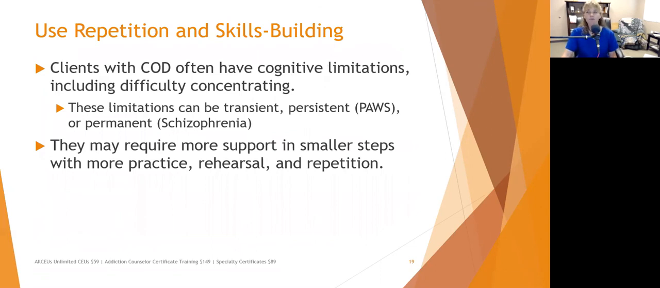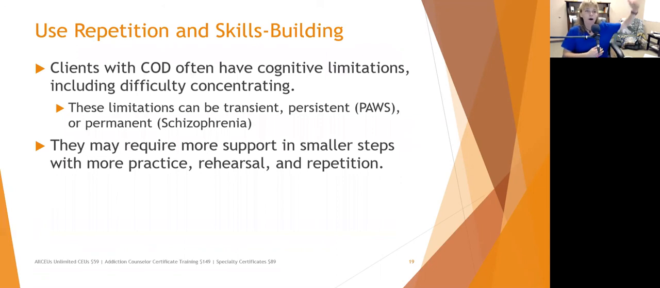Clients with co-occurring disorders often have cognitive limitations, including difficulty concentrating. These limitations can be transient, like right after the detox period, or during the detox period. They can be persistent, as in post-acute withdrawal syndrome, which can last for up to a year, where there are intermittent periods of symptoms, or they can be permanent, such as if the person has schizophrenia. We need to be aware of these things. People who are just out of detox or have post-acute withdrawal symptoms or even schizophrenia can learn any of these techniques. We just may need to break it down into smaller steps.